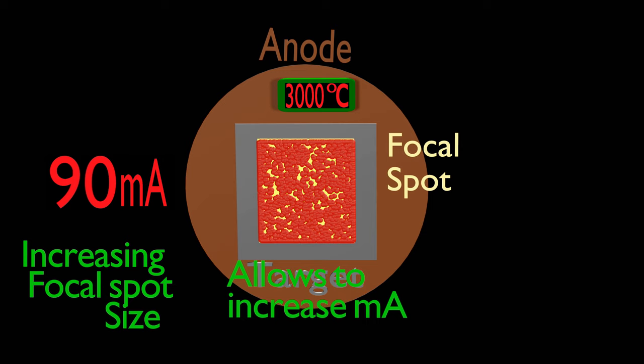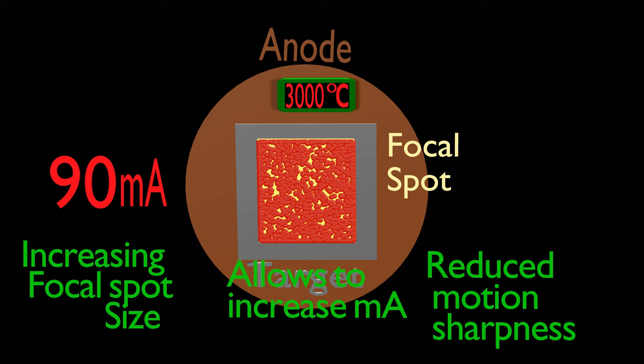With increased X-ray production rate or exposure rate, our radiograph can be taken in shorter time. Shorter exposure time means lesser organ or patient motion during radiograph. So, we are ultimately reducing motion unsharpness in an image by increasing focal spot size. This is a clear advantage of increasing focal spot size, but it comes with a disadvantage too. Let's discuss the disadvantage.